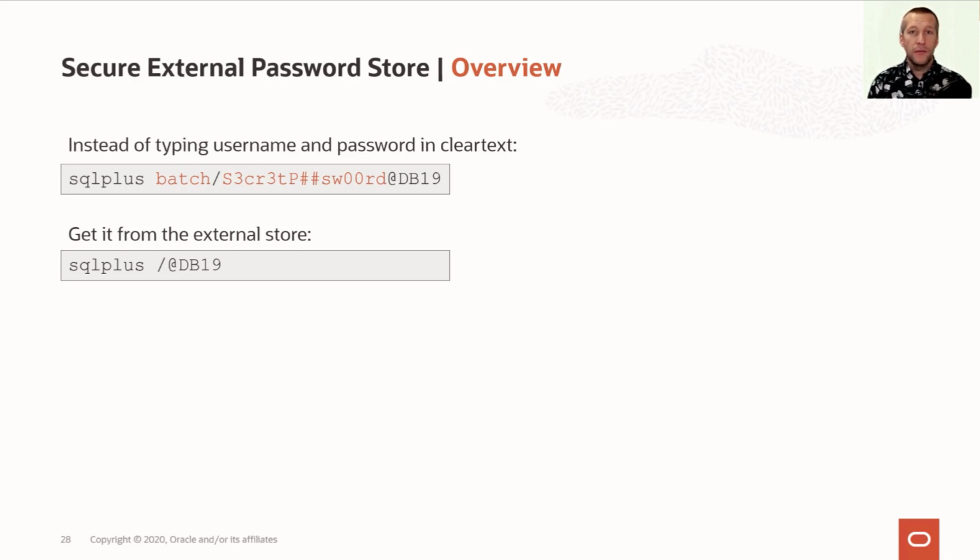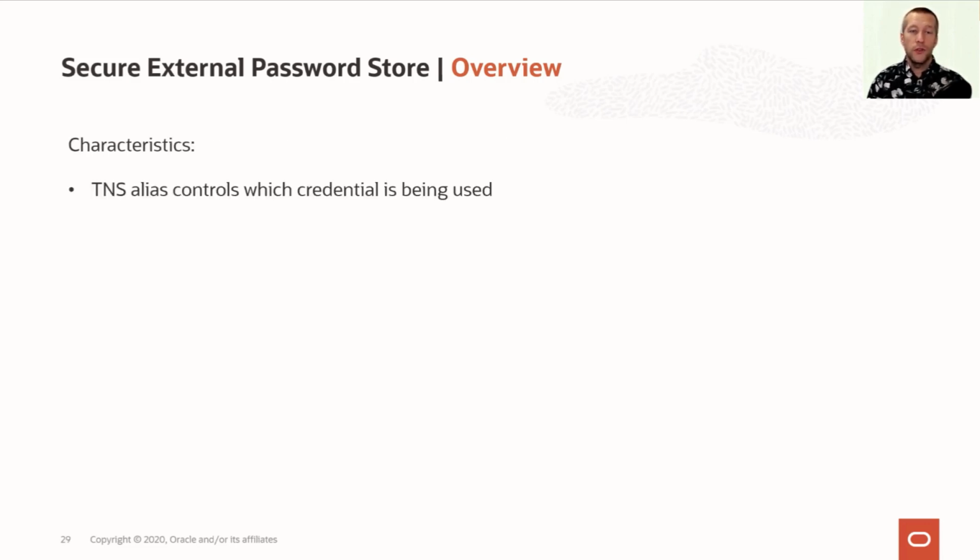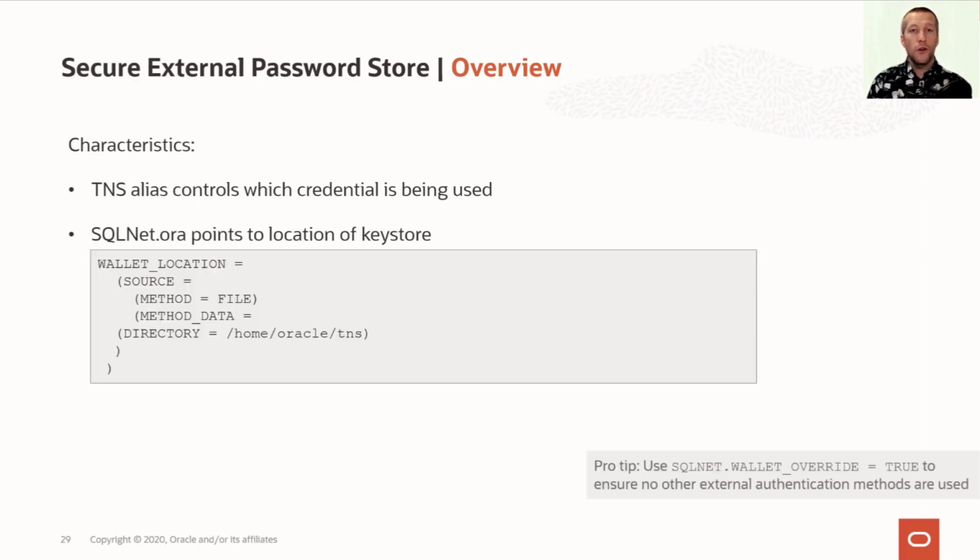And you can. With Secure External Password Store, it is the TNS alias that controls which set of stored credentials you can use to connect to the database. And in sqlnet.ora, you can tell the client where it can find the keystore that has the credentials that you need to connect to the database.